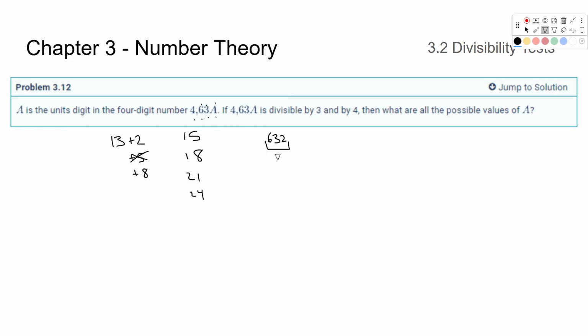How about 8? So if it was 638, well, again, we know that 600 is divisible by 4, so 604 is divisible by 4, and so on. We know 632 is divisible by 8. 636 would be divisible by 8, but not 638. So that would not work, and that would not work. So A would have to be 2.